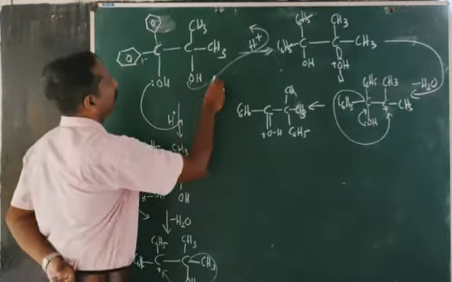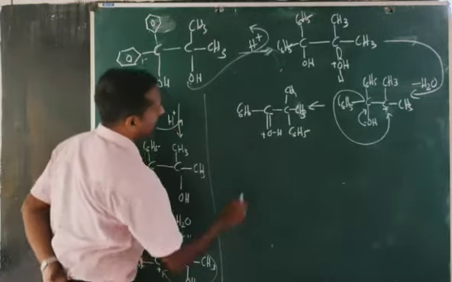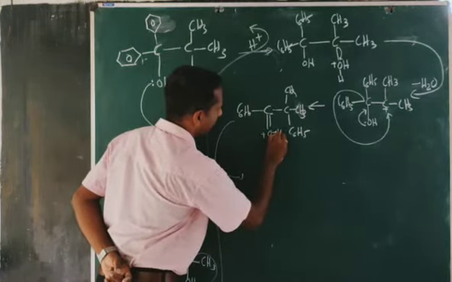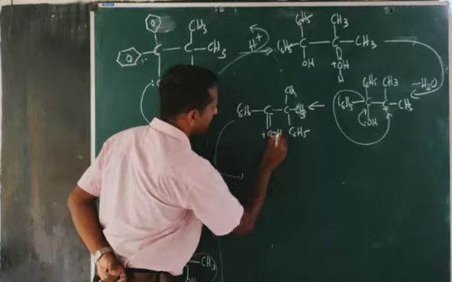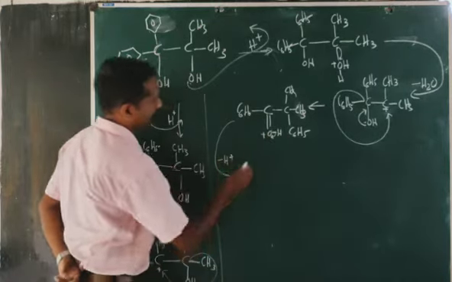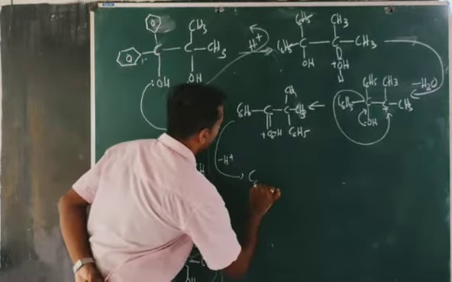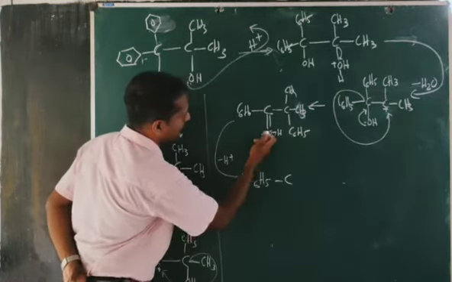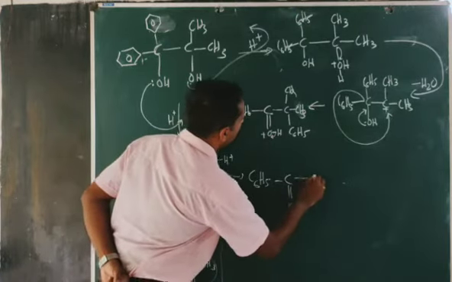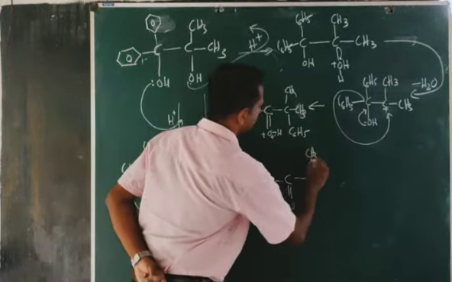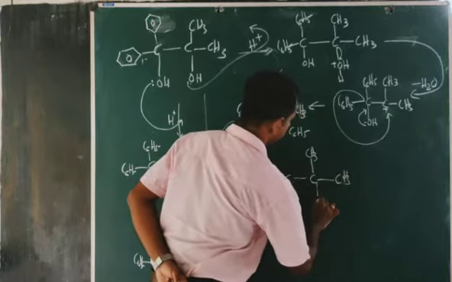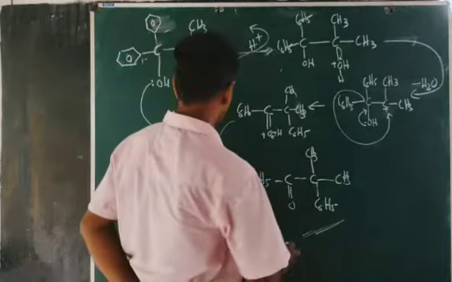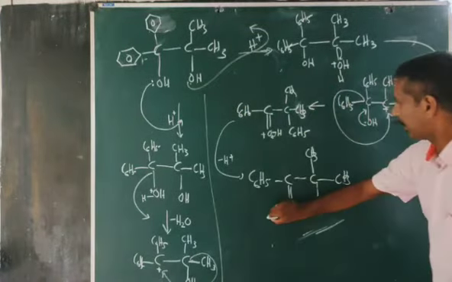And in the last step, what is happening? This bond is breaking from hydrogen, and this pair of electrons is moving to oxygen. That means minus H plus, we get C6H5C. So the positive charge is removed, double bond O, and here it is CH3, here it is C6H5. This is the product we are getting.